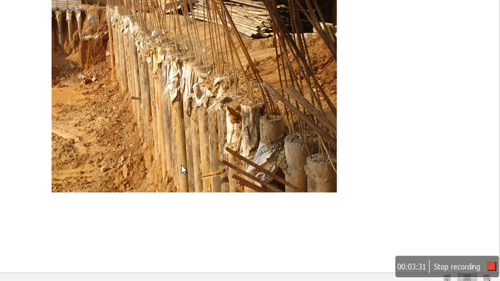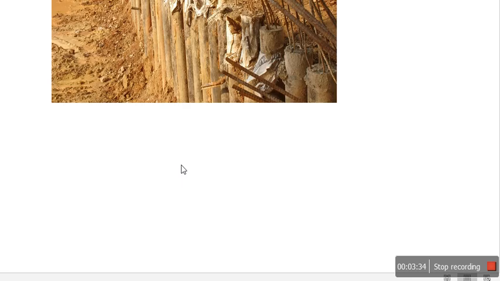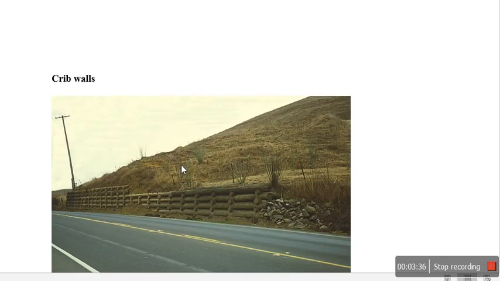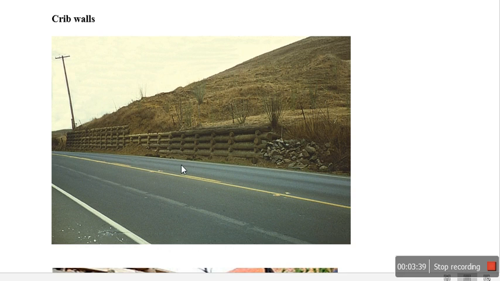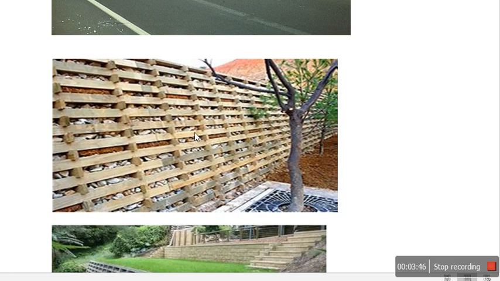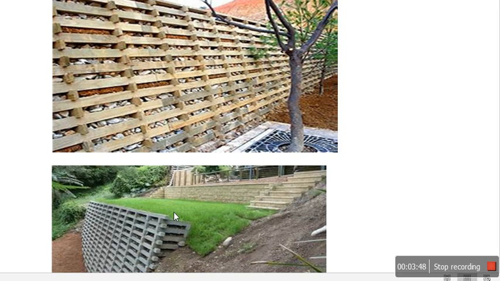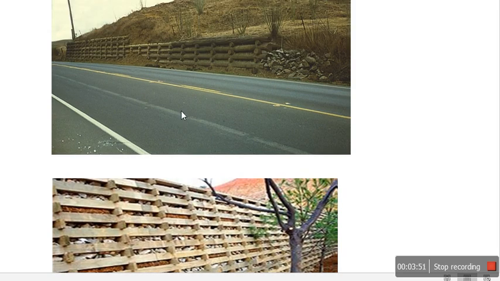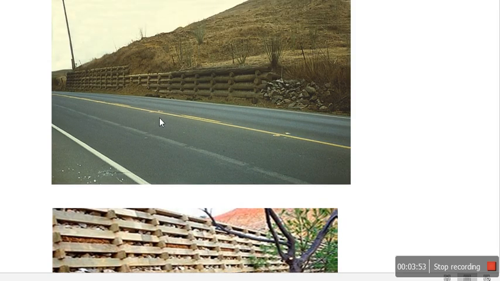So this has very good applications. Next, crib walls. Crib walls are made up of wood, or stone, or concrete. For example, in the same example here, this is the road and there is a hill here. Due to weathering conditions, there is a chance of the hill falling, or some erosion coming onto these roads, disturbing the roads due to this weathering.